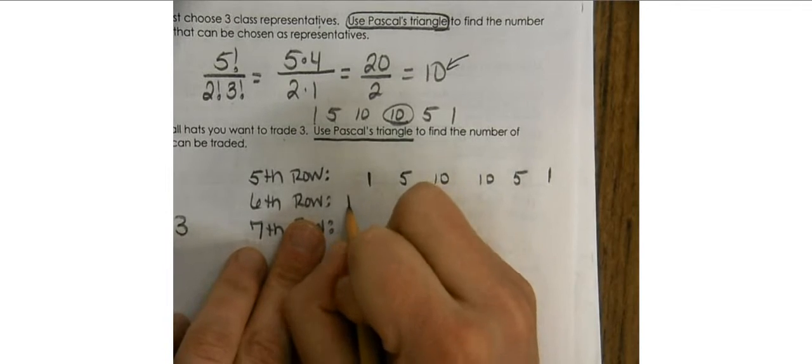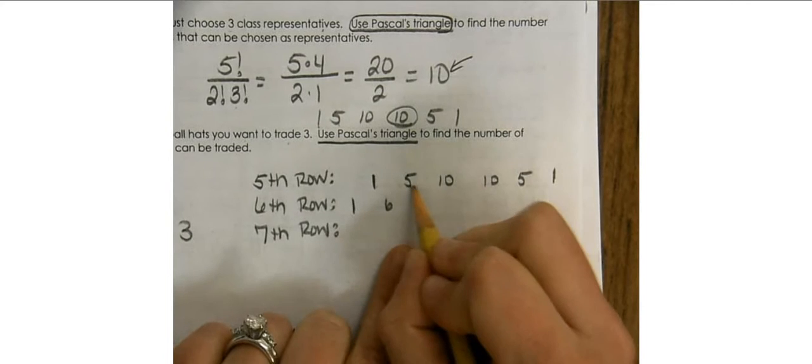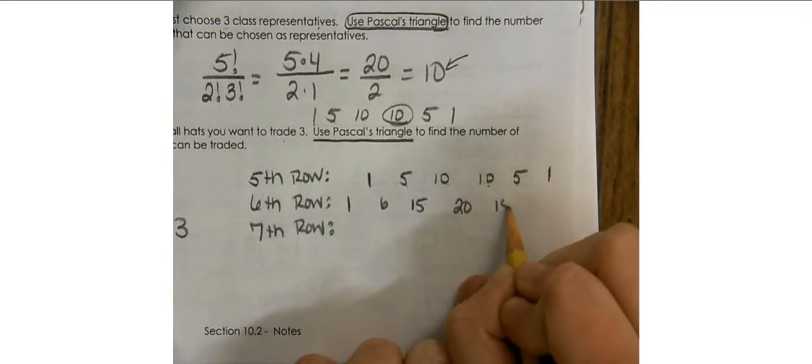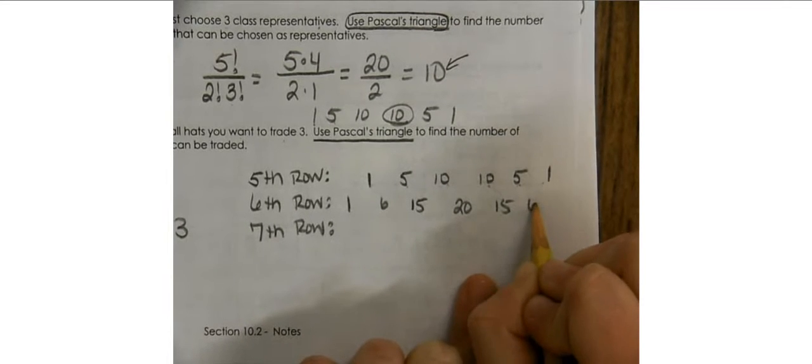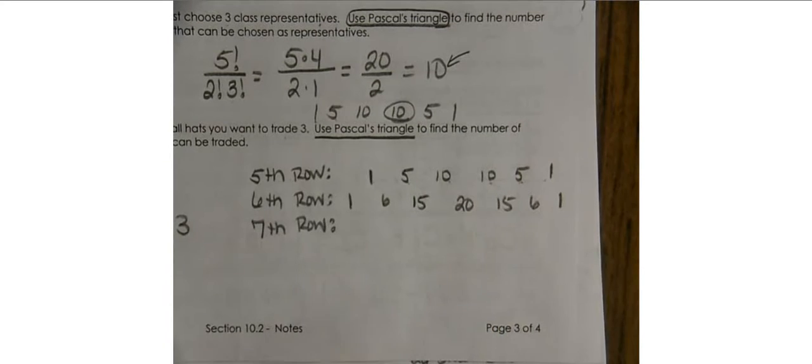Now I know that I'm going to be starting with the number 1, so I'm going to write a 1 right here. And I know that 1 plus 5, that is 6. 6 plus 5 is 15. 10 plus 10, that is 20. 10 plus 5 is 15. 5 plus 1 is 6. And I'm going to end my row with a 1.